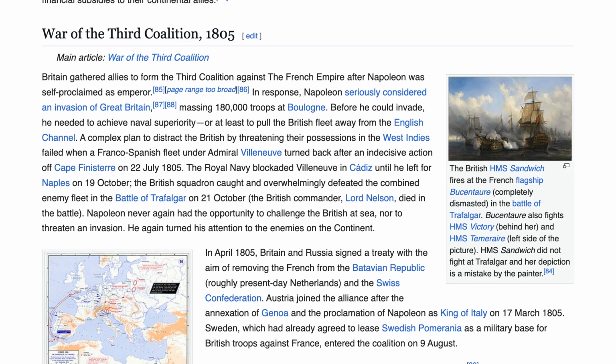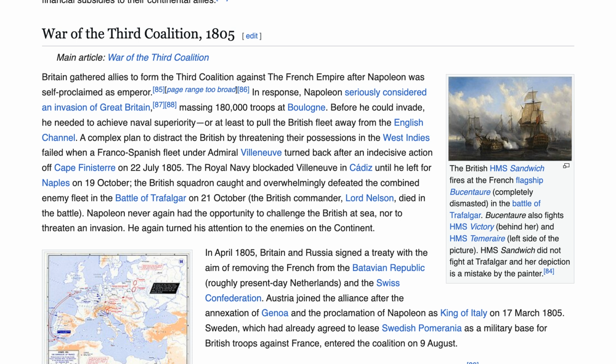War of the Third Coalition, 1805. Britain gathered allies to form the Third Coalition against the French Empire after Napoleon was self-proclaimed as emperor. In response, Napoleon seriously considered an invasion of Great Britain, massing 180,000 troops at Boulogne.